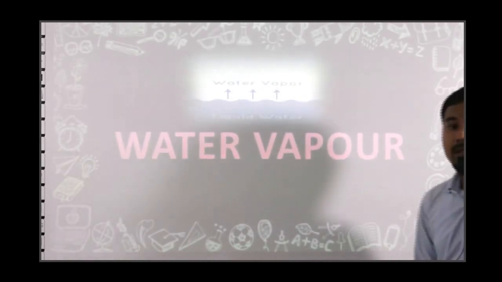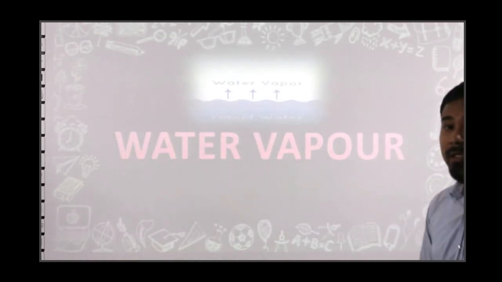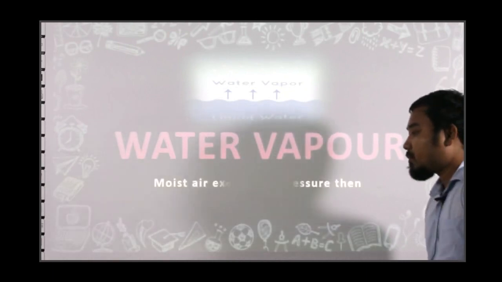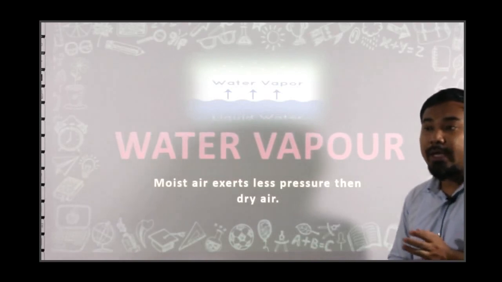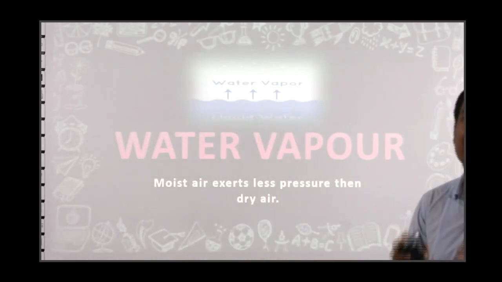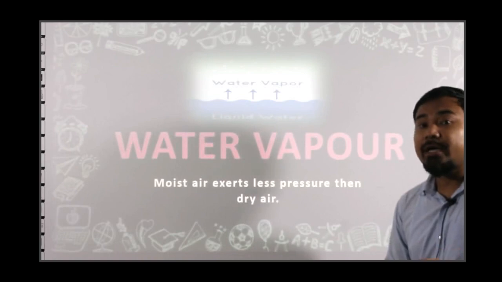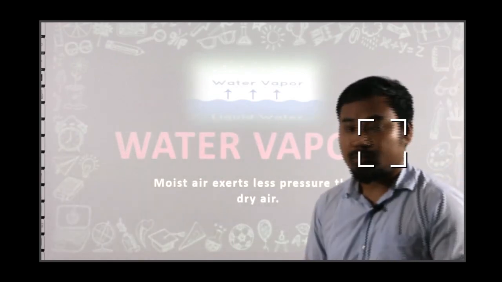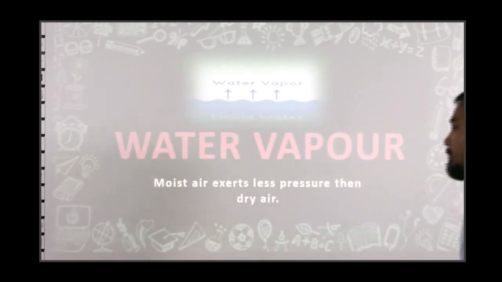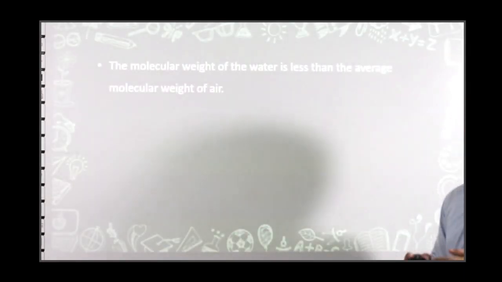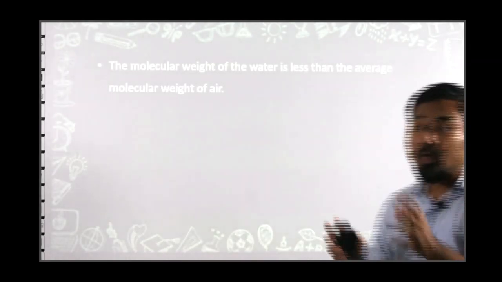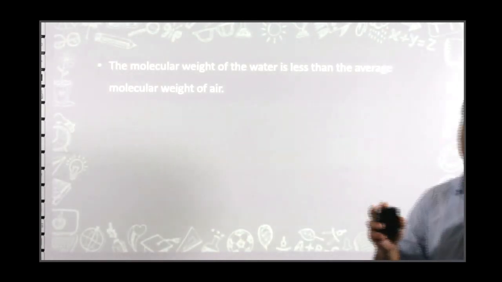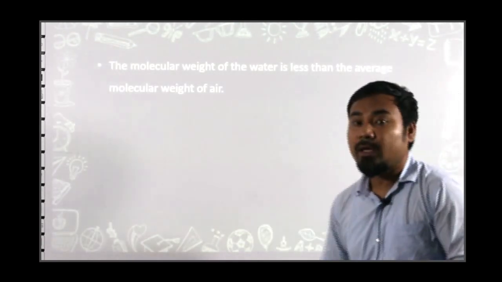Let us come to the next heading, that is water vapor. There is another factor that affects the pressure. It says moist air exerts less pressure. When the air is wet, it gives you less pressure than the dry air. Dry air will give you higher pressure. Let's see how. Here it says the molecular weight of water is lesser than the average weight of the air. It's very interesting. The molecular weight of water is lesser compared to the molecular weight of the air.